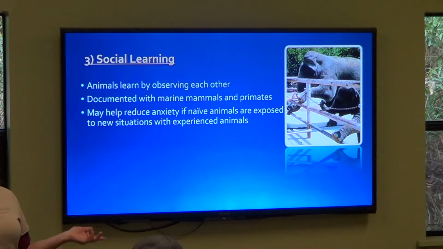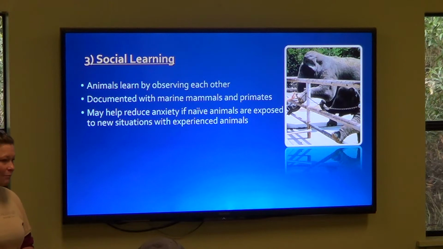Social learning is just when animals, there are different types of social learning, but in general what we're talking about is when one animal sees another one doing something and begins to mimic or copy it. So there's some observational learning going on there.